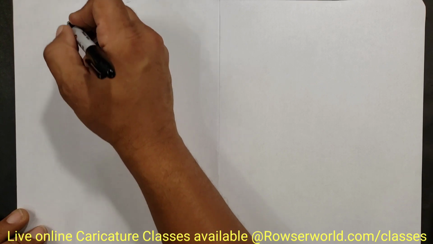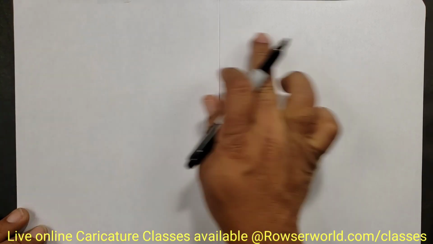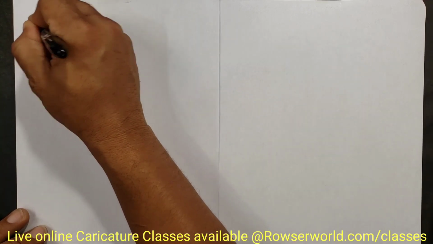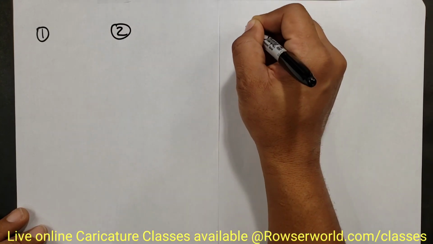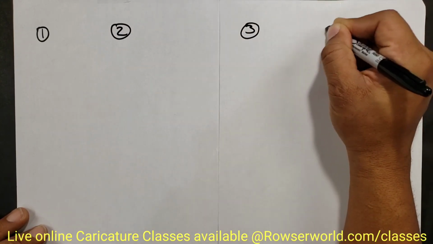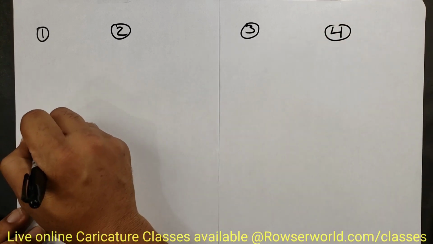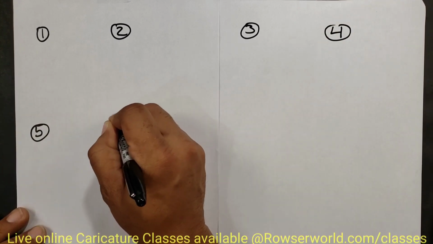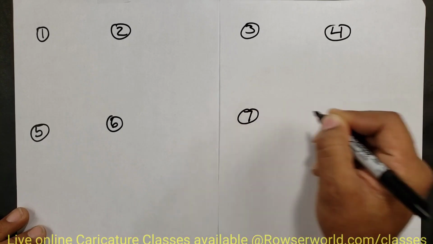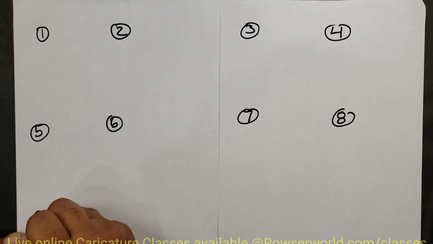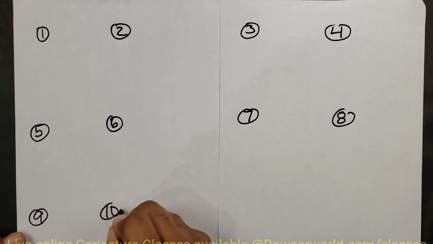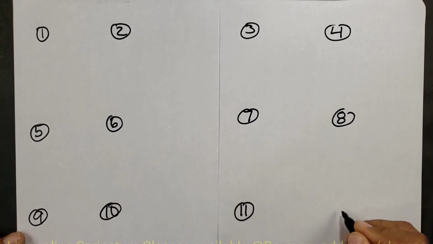Okay, so this is going to be an example of a side. We're going to start over here and just work. So I'll put 1, 2, 3 and 4, 5, 6, 7, 8, 9, 10, 11. So we're going to learn 12 different types of nose shapes here today.